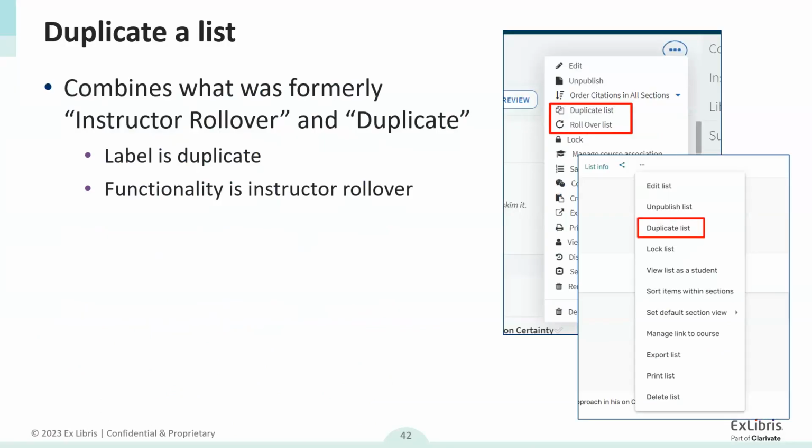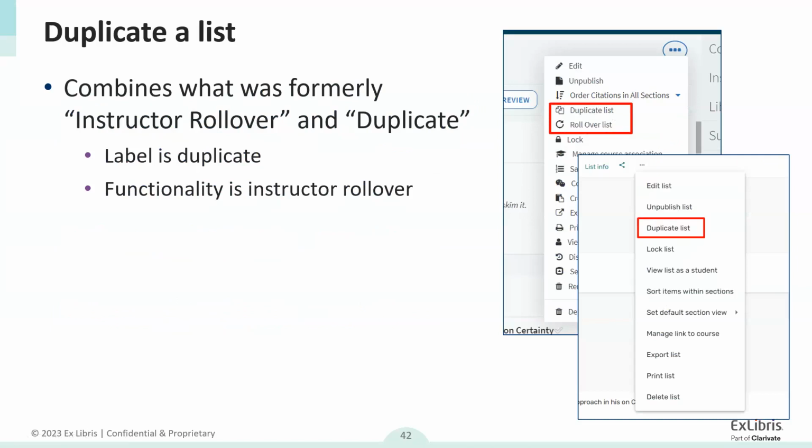These today exist in the UI as two separate steps. The screenshot in the back here shows what we have today. Depending on your configuration, there's an option to duplicate a list and there's the option to roll over a list. What we've done in the new UI is combine those into one option.